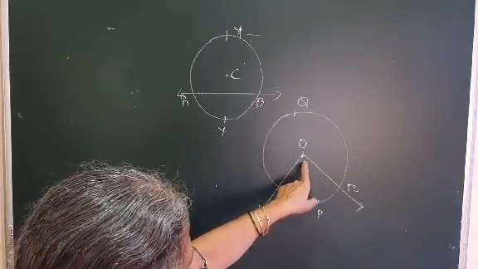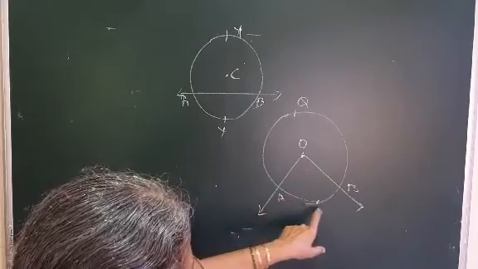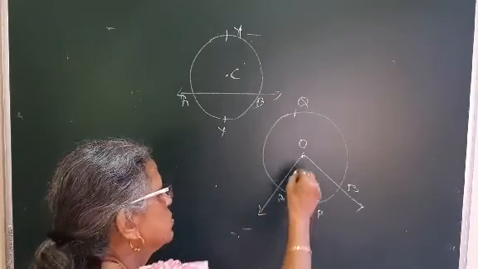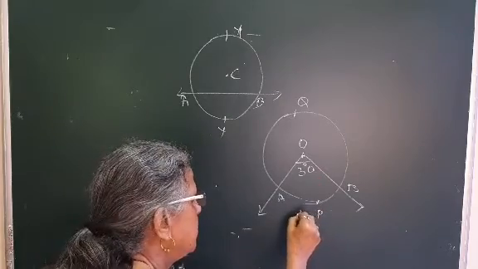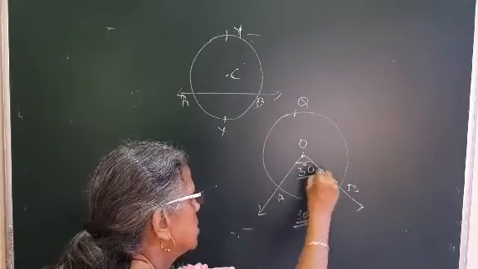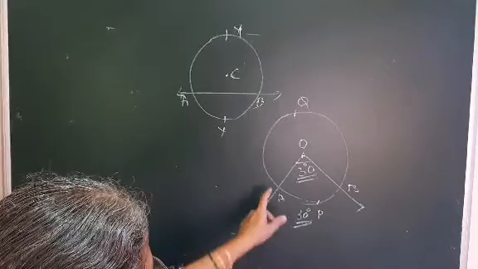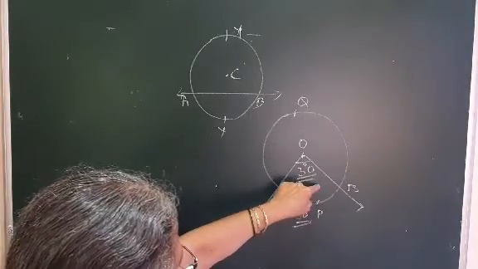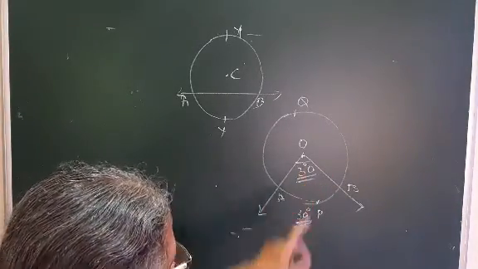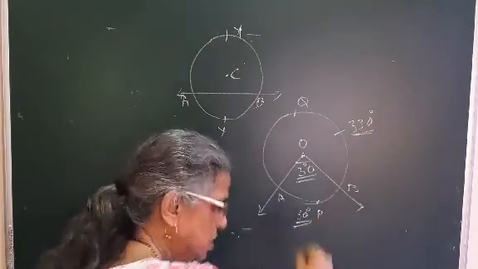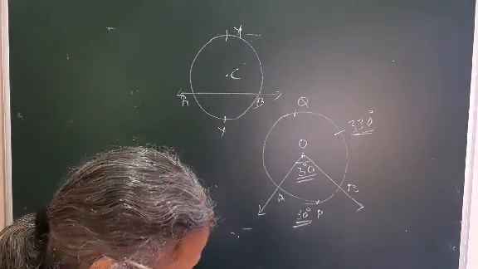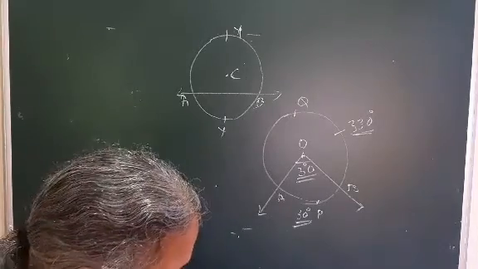Then the measure of the central angle is always equal to the measure of the minor arc. That is, suppose we have this angle 30 degrees, then the measure of arc APB is also 30 degrees. So that is the rule. And the measure of the major arc will be 360 minus 30. That is, this arc will be 330 degrees. Followed?